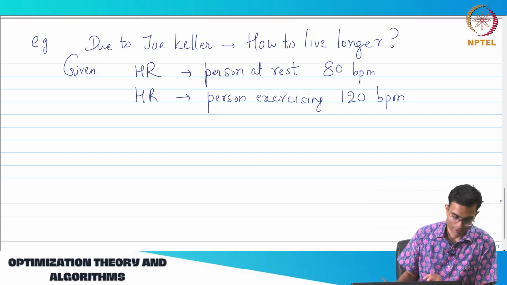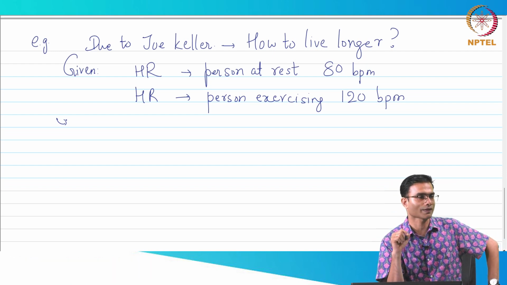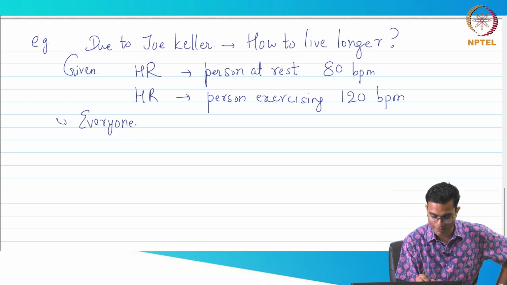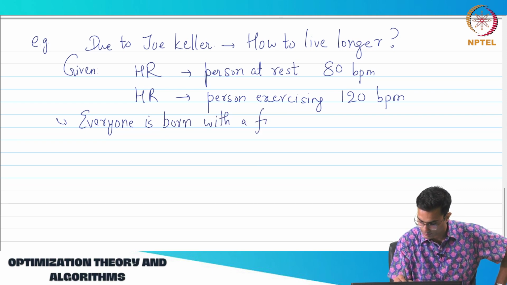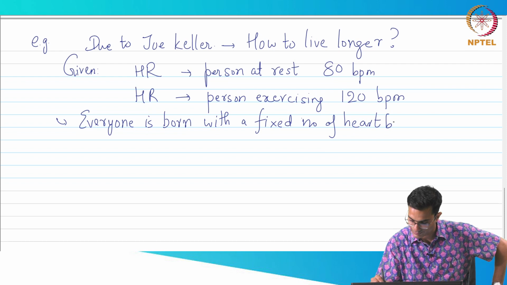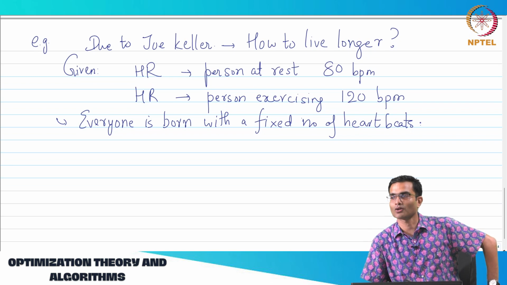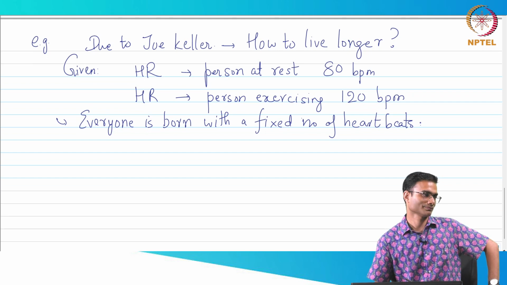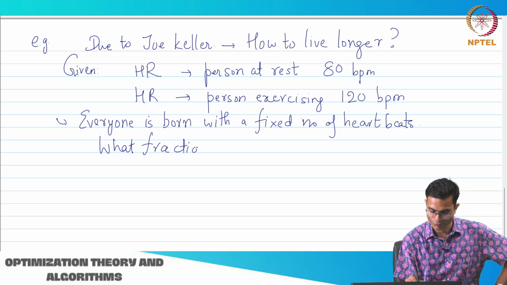Okay. So now let us say that everyone is born with a fixed number of heartbeats. You just don't know how many they are, but everyone is born with a fixed number of heartbeats. Please don't get depressed. So the question is, can we figure out what fraction of the day we should spend exercising? We'll come to that.